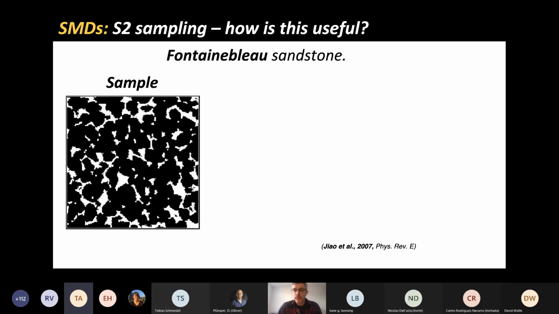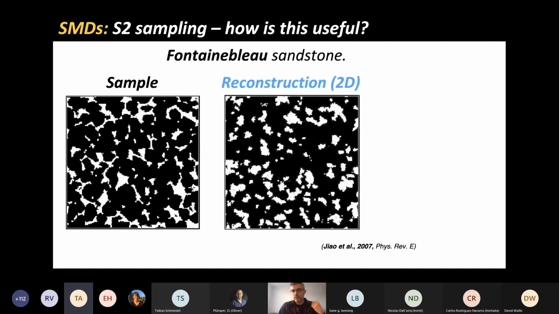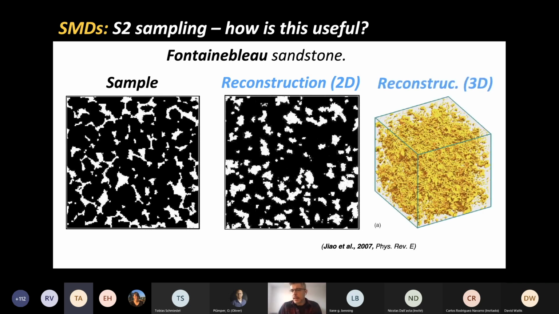The approach is the so-called reconstruction, where we sample statistical descriptors, and from the statistical descriptors, we solve an inverse problem. We solve an optimization problem by asking, give me another sample that matches these statistics. So this produces, for example, in 2D, a structure like this for 2-point correlation functions, and in 3D, it can actually reproduce a structure. And you might think, well, this looks good.